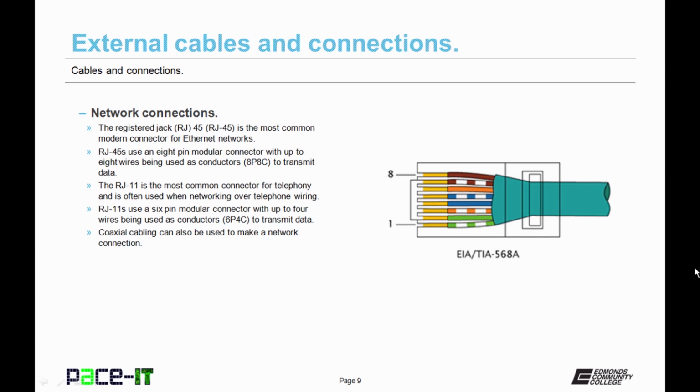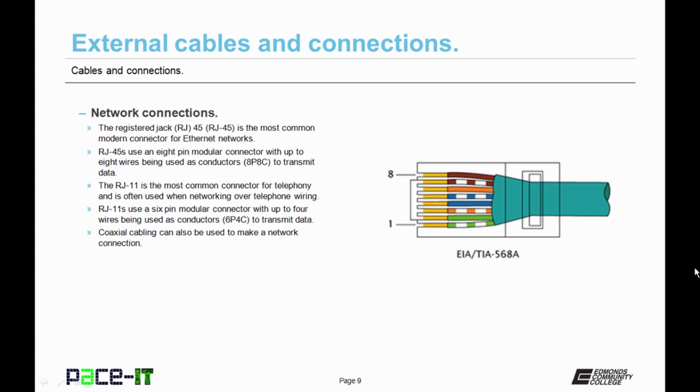Now let's move on to network connections, and we begin with the registered Jack 45, the RJ45. It is the most common modern connector for Ethernet networks. The RJ45 uses an 8-pin modular connection with up to 8 wires being used as conductors. This is technically called an 8P8C modular connection, and it's used to transmit data over the network.